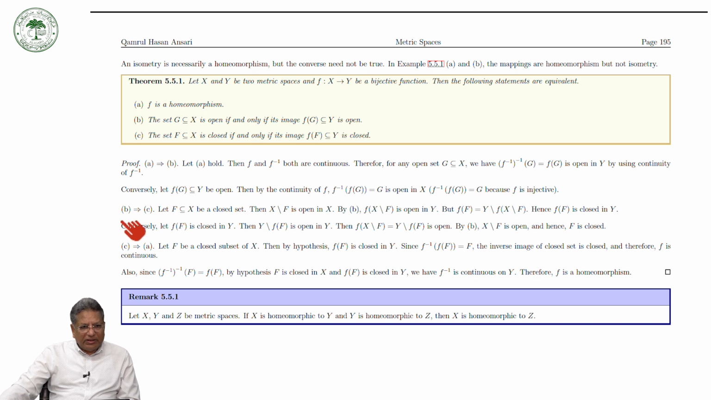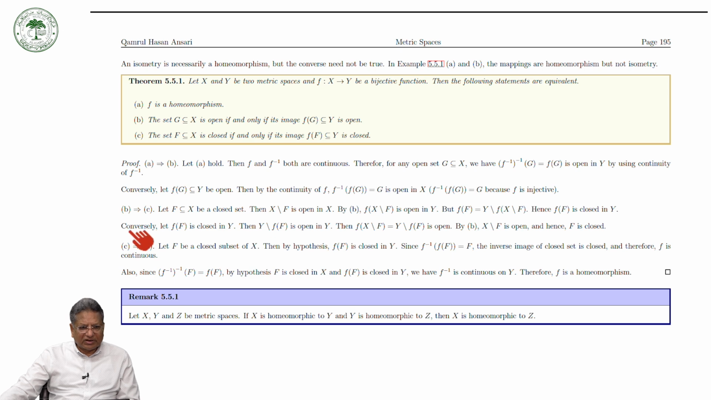Now let us prove B implies C. B implies C is again very simple because we will just use that the complement of an open set is closed. So let F be a closed set, then the complement of F is open, and so by B the image of the complement of F is open in Y. But f(F) is equal to the complement of the image of the complement of F, and hence, since that is an open set, f(F) is a closed set.